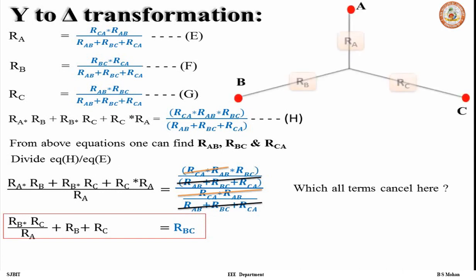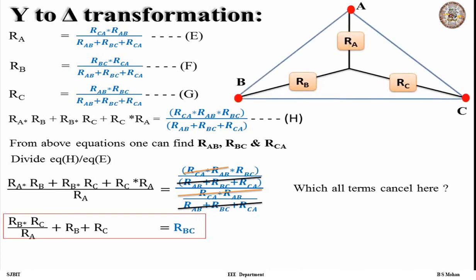So now between these three points, the known were star. Now we have derived its equivalent delta, that is RBC. So one can see, or one can inspect for other two delta parameters. Let us see. RBC is in contact with which two known star? RB and RC. So product of those two plus their summation divided by the one which appears perpendicular to RBC, that is RA.